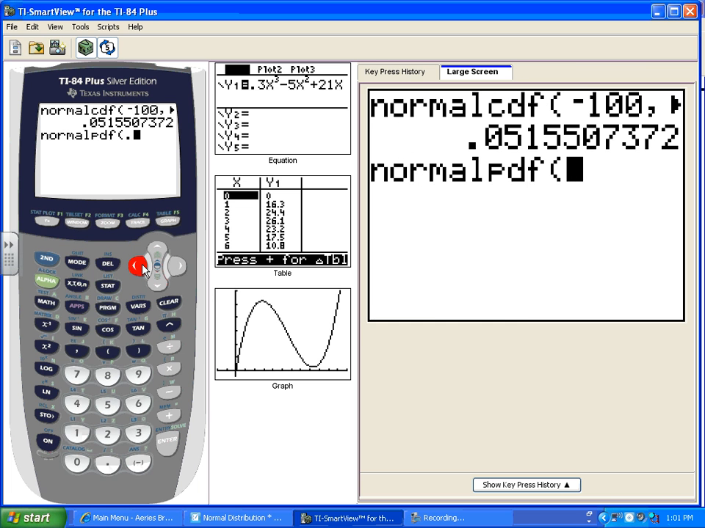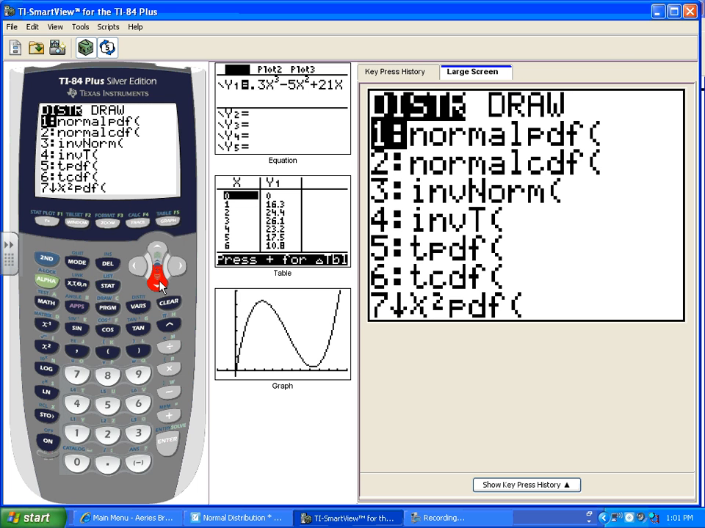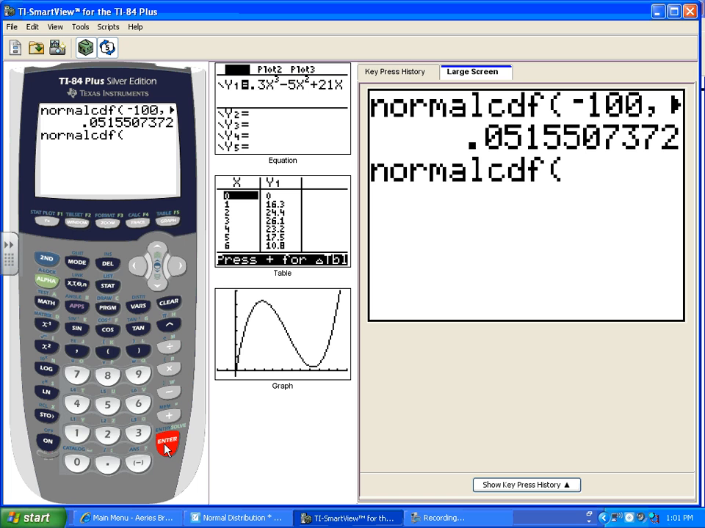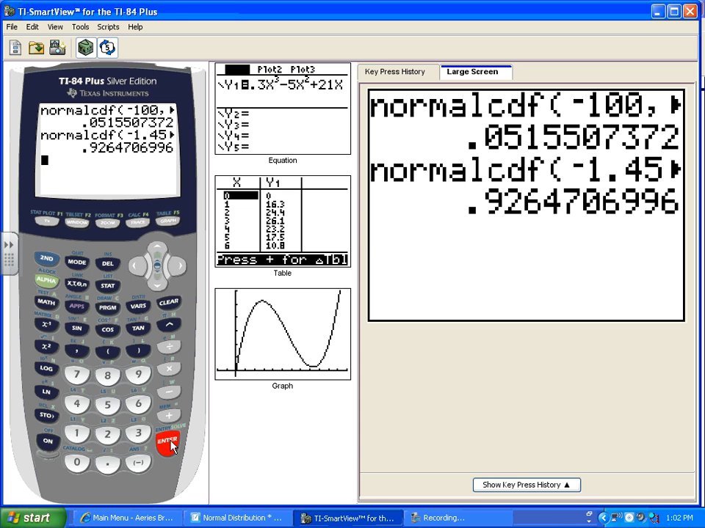Oops. I didn't press the right button. There we go. Norm CDF from negative 1.45 up to 100 standard deviations. What's an error? Close it. 0.9265. And isn't that what we came up with using our chart? Okay?